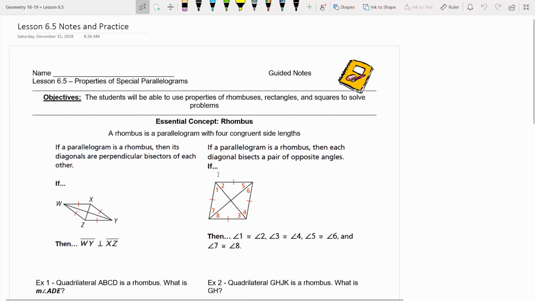Mr. Marone here. So we are into section 6.5, and I mentioned in previous sections when we were starting parallelograms that you would start to see a lot of figures that are parallelograms that you wouldn't know on the outset were actually parallelograms, but they are. And we're going to look at 3 of them today.